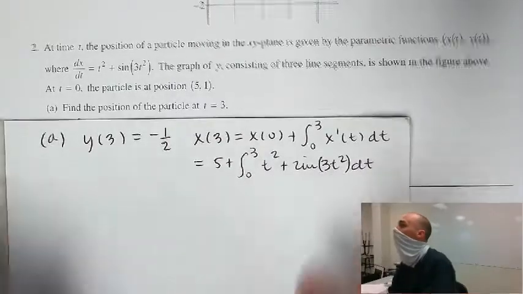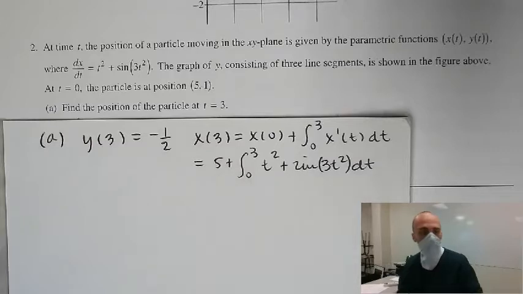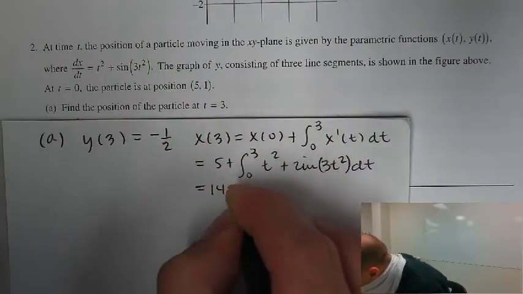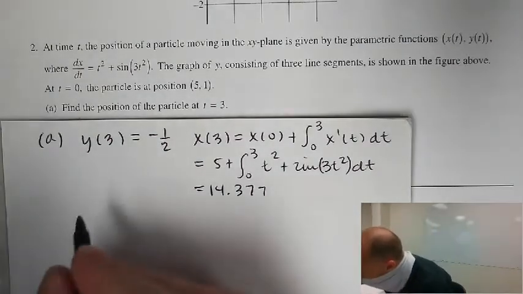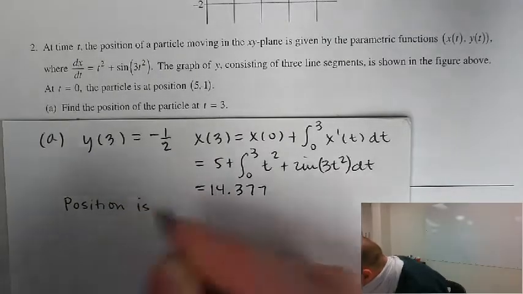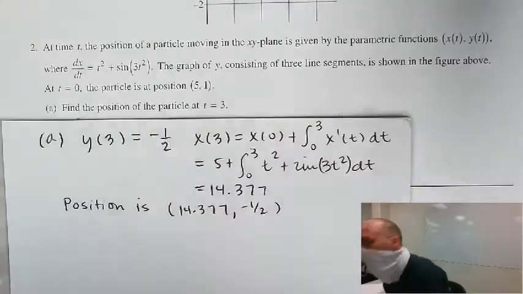Because this is an integral, you have to run it on the calculator. There is no closed form antiderivative for this thing. Oftentimes I'm going to skip showing you how to run this through the integral just to keep this video a little bit shorter. So I'm just going to go grab the answer real quick. And that's 14.377. So I'll clearly state my answer: the position is x is 14.377, y is negative 1/2.